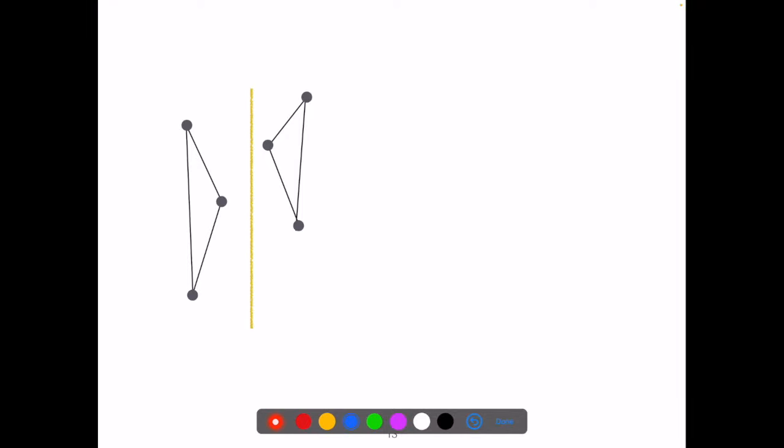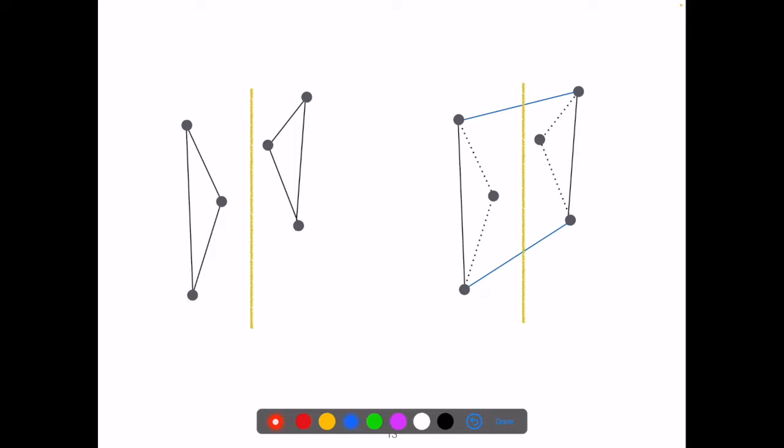Now we need to combine these two convex hulls into a bigger one. Essentially, what we need to do is to find 2 lines, one from the top and one from the bottom. We need to connect the top of the 2 convex hulls as well as the bottom of the 2 convex hulls.